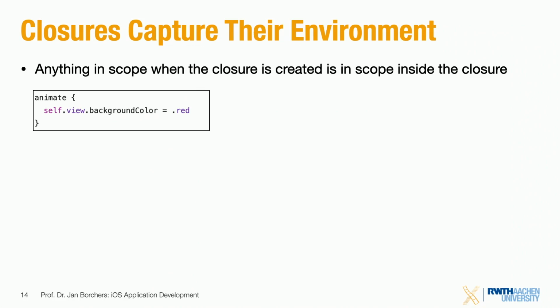So this is often necessary because the closure obviously needs to work with the stuff that is around it. Anything that is in scope when the closure is created is also in scope inside the closure. So here we can access things like the view of the self object and the background color. Swift basically lets closures use any surrounding constants and lets them use and also modify any surrounding variables safely inside the closure.